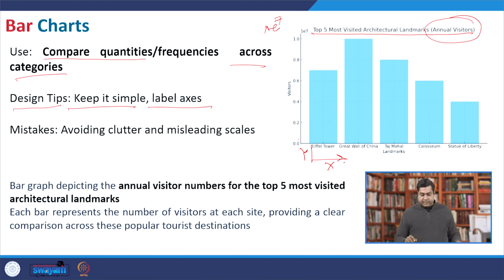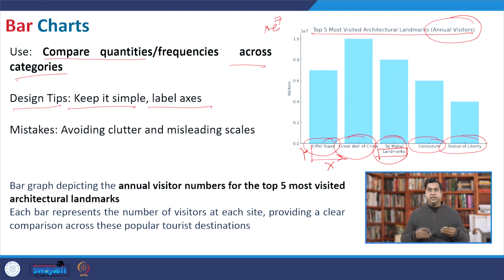And in the x axis these are different places like the Eiffel Tower, Great Wall of China, Taj Mahal, then the Colosseum, and then the Statue of Liberty. The title of this x axis is landmarks, and these are the top 5. There might be other places as well. Choosing these names is just random. There is no correlation, and it is not based on actual data. To help you understand the use of a bar chart, I have created this.